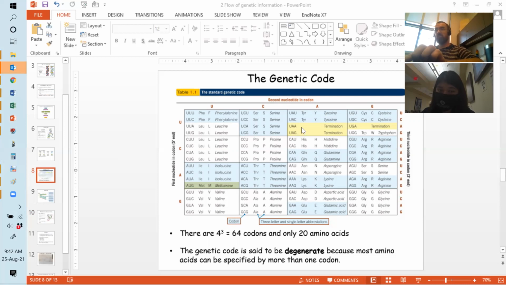Also, as just a heads up, here are 3 codons that do not code for amino acids. These are involved in stopping translation. Right? These are called stop codons or termination codons. Anybody got any questions so far? We will cover this in more depth later. This is really a kind of get everybody up to speed sort of deal.